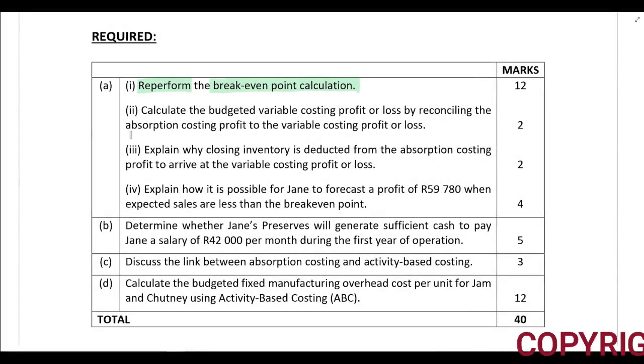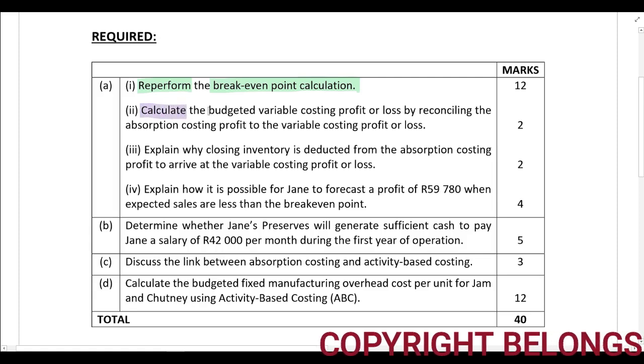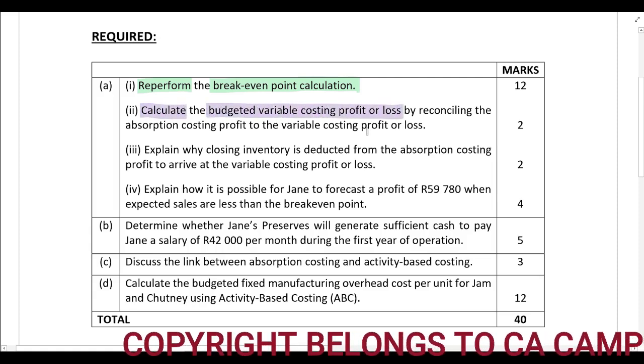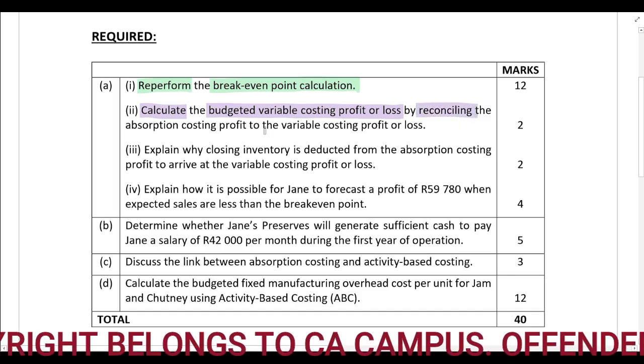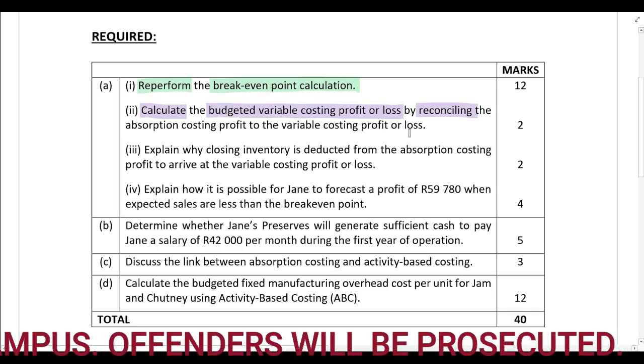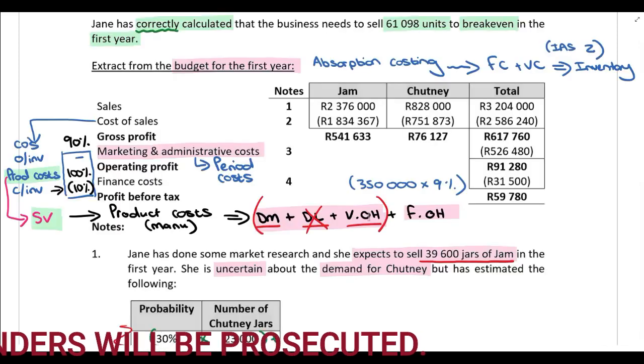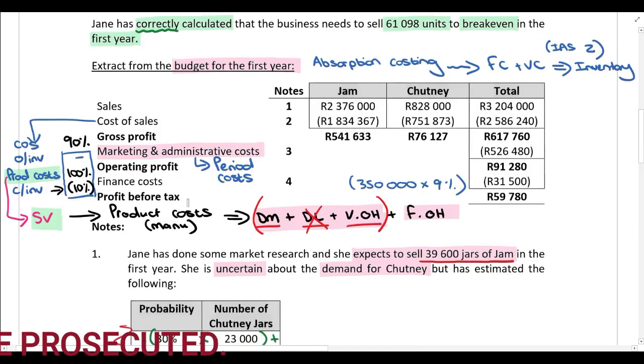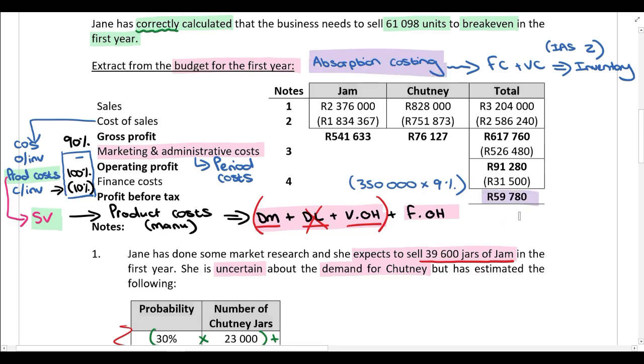Right, then in A2, you need to calculate the budgeted variable costing profit or loss by reconciling the absorption costing profit to the variable costing profit or loss. All right, guys, so if you go back to the information provided in the scenario, you'll remember we said this statement, or this budget that you were provided with, has been prepared using absorption costing. So that means this is the absorption costing profit. So what we need to do is calculate the variable costing profit or loss using the recon.